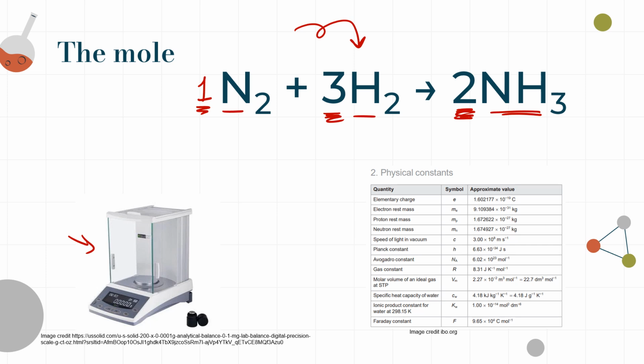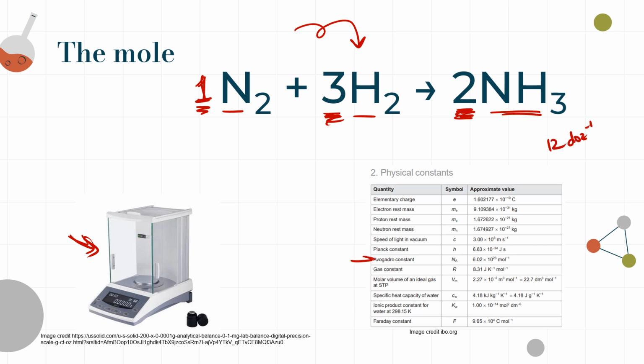Of course, that's not going to be enough for our scales to perceive, and so we've got to scale these guys up. So perhaps instead of 1 molecule of nitrogen gas, I could have 12 molecules of nitrogen gas and 3 dozen hydrogens and 2 dozen ammonias, except that's still not going to be enough for our scales to perceive, so we've got to scale up bigger. There are 12 things per dozen.